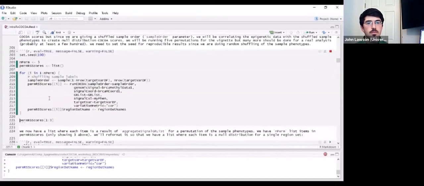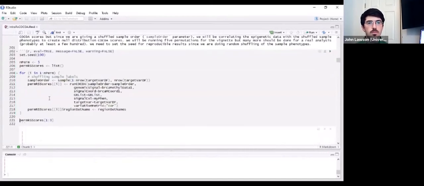Essentially, we're going to create null distributions for each region set, and then based on that, we're going to see how extreme our actual scores are compared to these null distributions. For this example, we're only going to do 5 permutations. But in a real analysis, you should do many more permutations, so hundreds, even thousands.